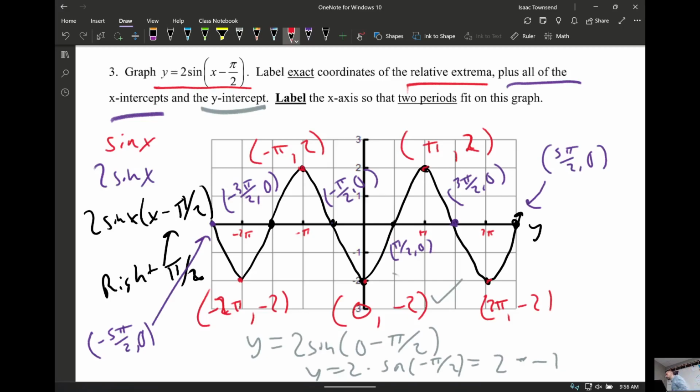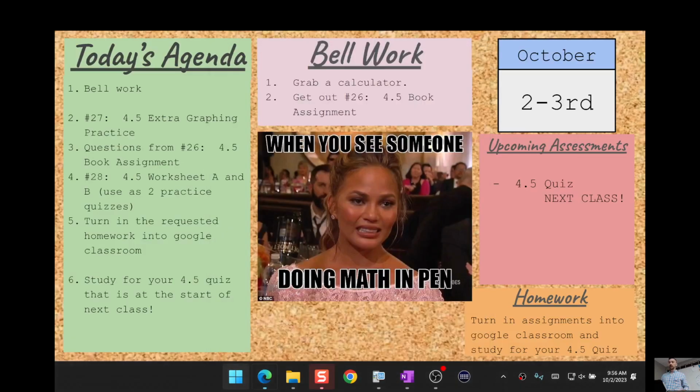Okay, we are down to about 3 minutes here, so we do need to find a stopping place. Obviously, for homework, you need to make sure you have your stuff turned in to Google Classroom. And based on these practice quizzes, you should know what to study and look over. But we will start class on Wednesday with the 4.5 quiz. And it will be no calculator.